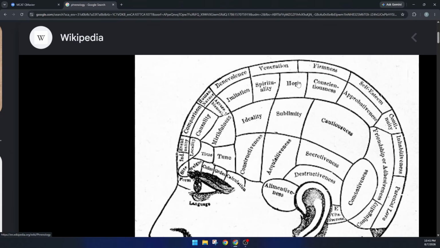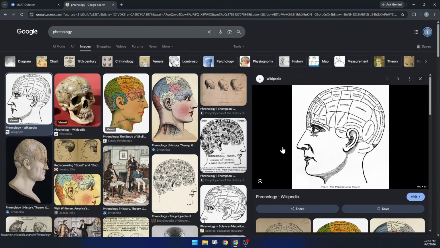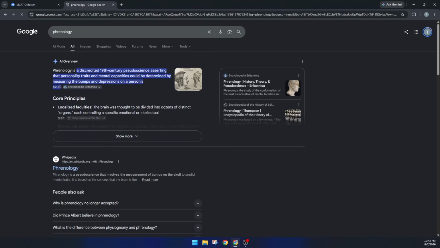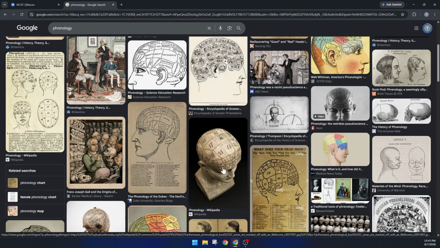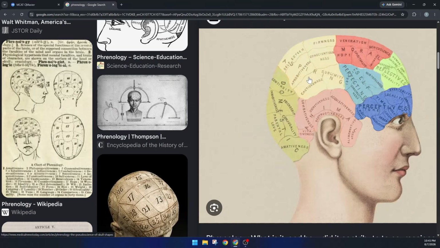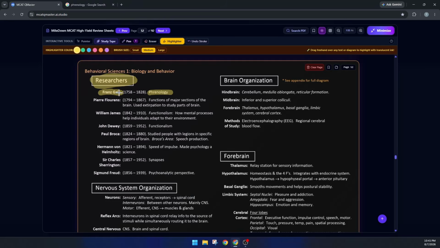So for example, here is hope, here is consciousness, and that's the basic idea they want you to know about phrenology. And if you read the definition, it says it's a discredited 19th century pseudoscience. The reason they call it a pseudoscience is that it's no longer considered a real science. So this is not actually true, is what it's saying basically. All right, I hope you got the idea of Franz Gall.